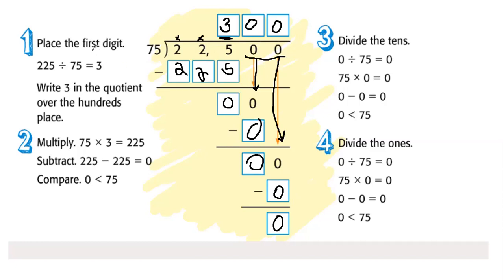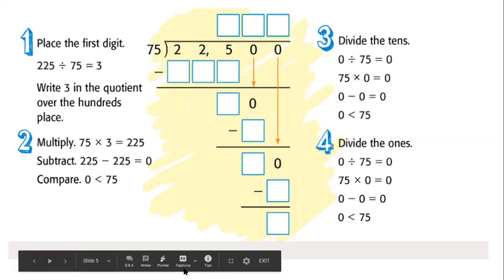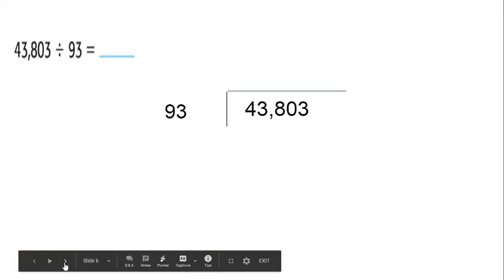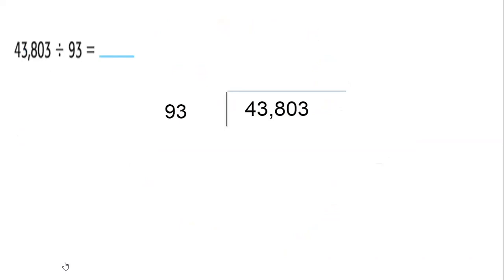So place the first digit over the hundreds place in the quotient for this particular question. Use multiplication and subtraction. Divide the 10s, divide the 1s. You keep going through to the very end of the dividends before you can finish. And our answer is 300. Let's clear the screen again and go to our final example.